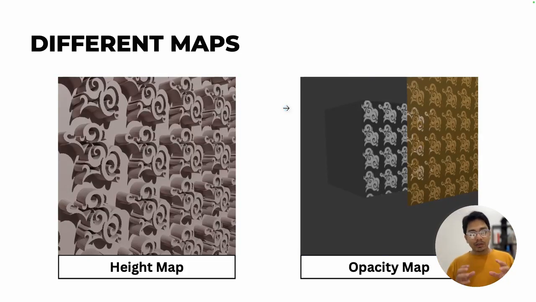Height map is going to communicate the height. Suppose if there's an embroidery done, if there's an embossing done, that it's going to communicate that. Opacity map is going to communicate the opacity.